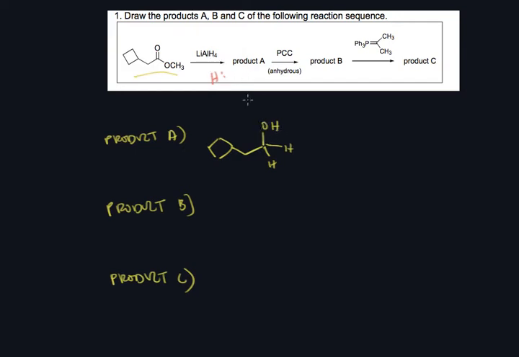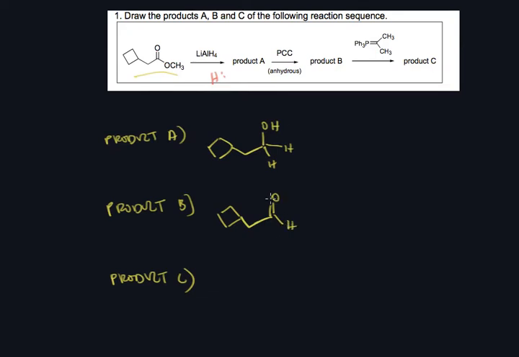So that's product A. And then to product A, you react it with PCC, which is a selective oxidizer. And PCC will oxidize a terminal alcohol or a primary alcohol to an aldehyde, but it won't further oxidize it to a carboxylic acid. So you're left with the aldehyde product right here.